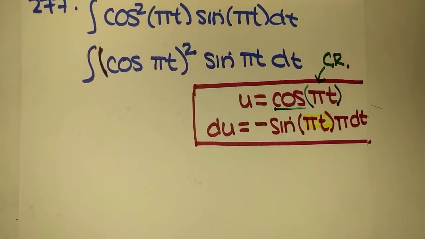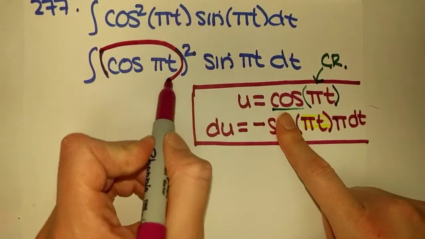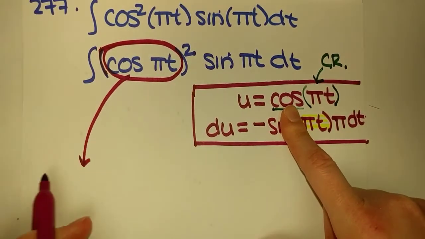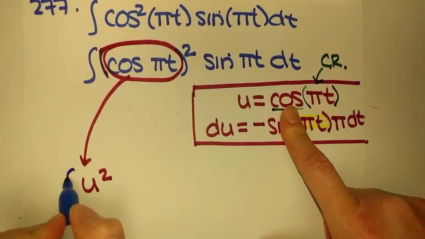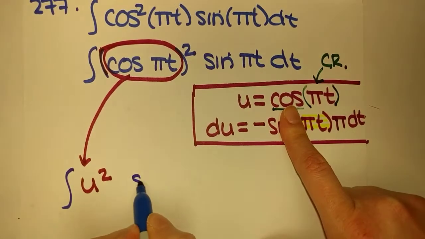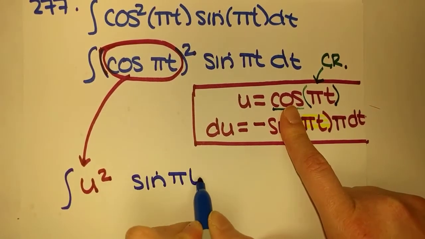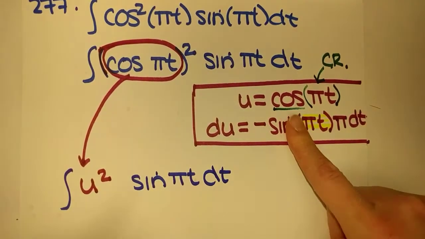All right, so I'm going to do this as a two-step process here. I'm going to first say, okay, the obvious thing is that this cosine pi t, by definition, is becoming u to the second power. And if I just focus on converting into u to begin with, that's going to leave us still with the sine pi t and the dt.